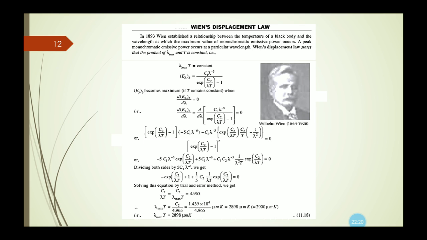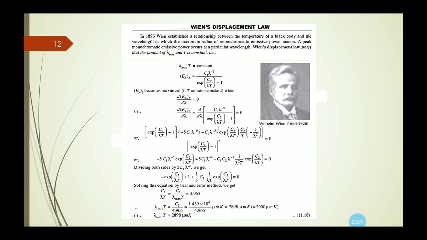So next we are having Wien's displacement law. In 1893, Sir William Wien established a relationship between the temperature of a black body and the wavelength at which the maximum value of monochromatic emissive power occurs. It is seen that a peak monochromatic emissive power occurs at a particular wavelength. Now, this Wien displacement law states that the product of lambda max and T is constant. So the mathematical representation is lambda max multiplied by T equals a constant.